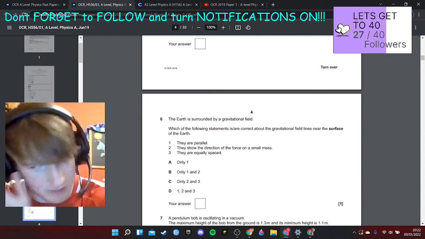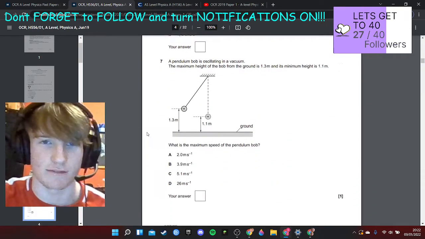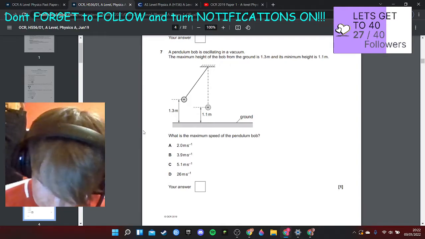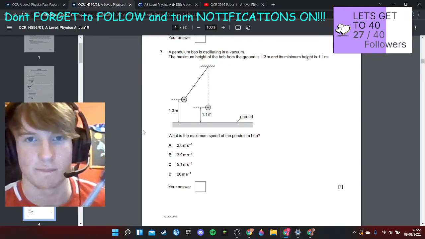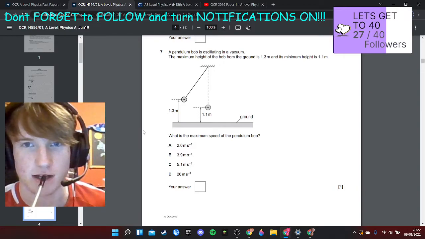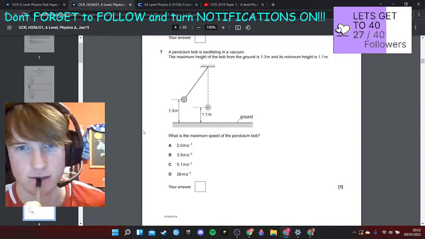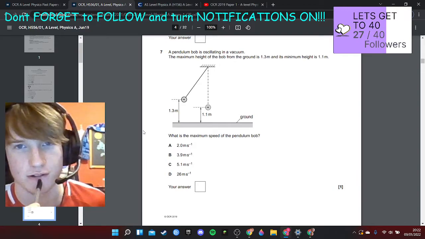Now it's probably going to take about 15 minutes to find the next. Ah, never mind, we found one. This is question 7. Pendulum bob oscillating in a vacuum. The maximum height of the bob is 1.3 meters and the height is 1.1 meters. Calculate the maximum speed of the pendulum bob. How did I do this?